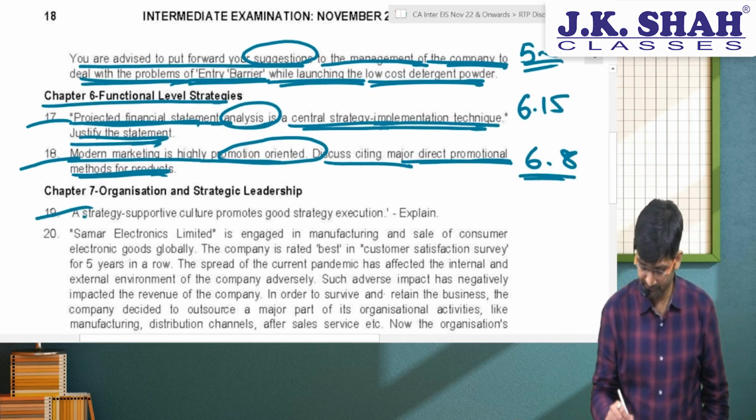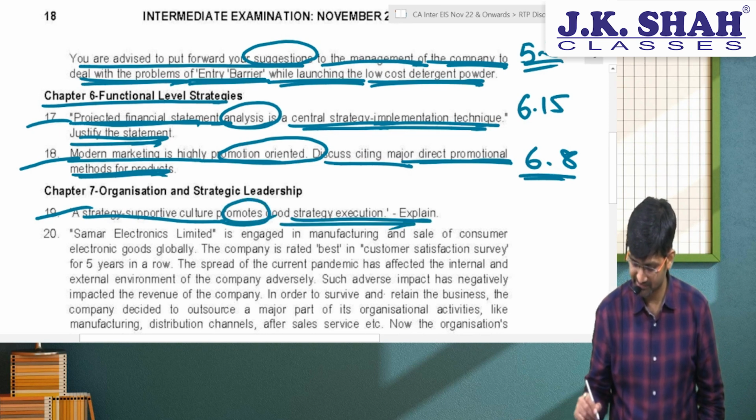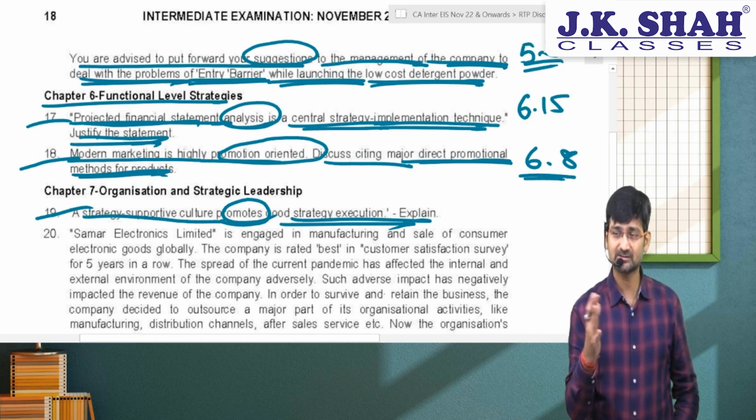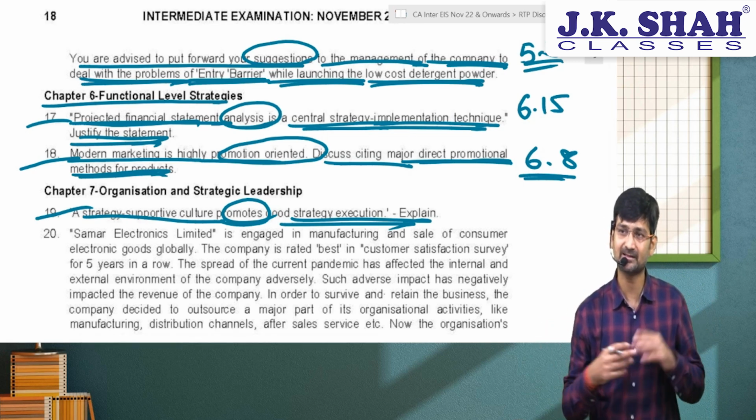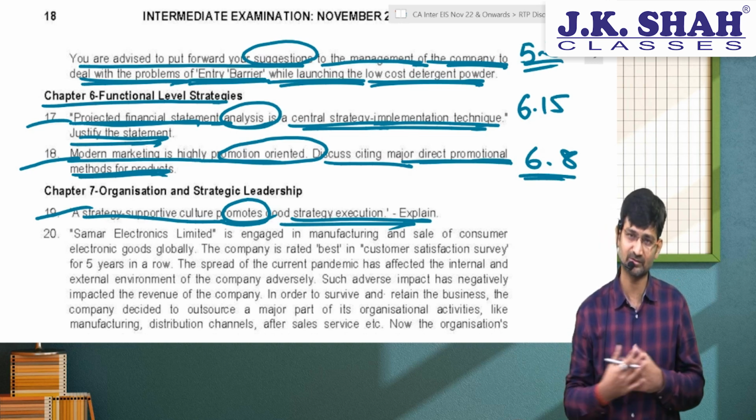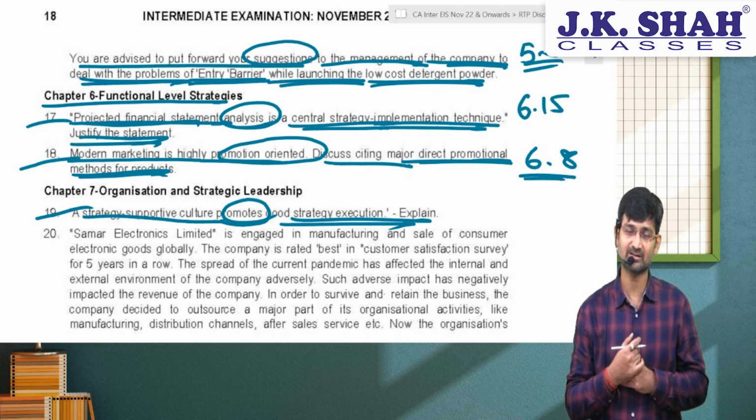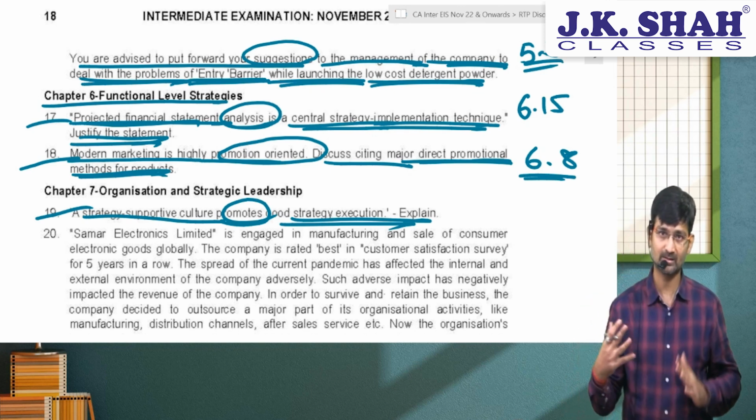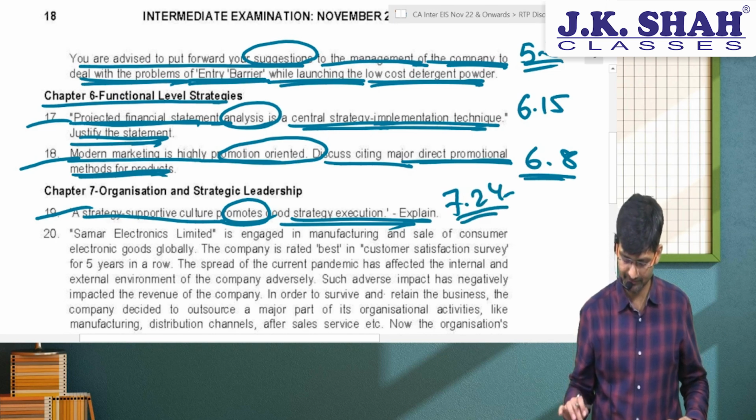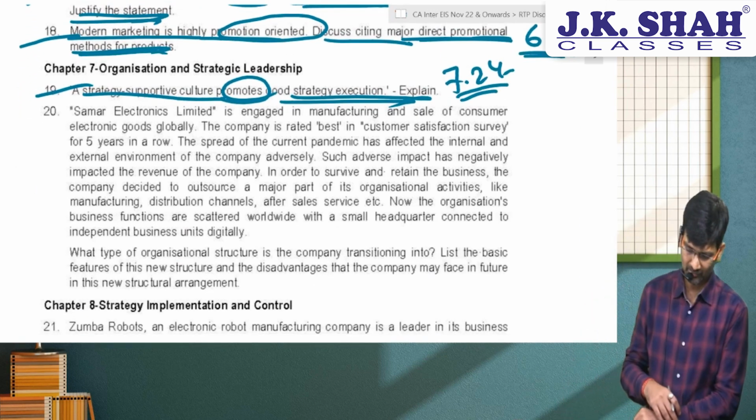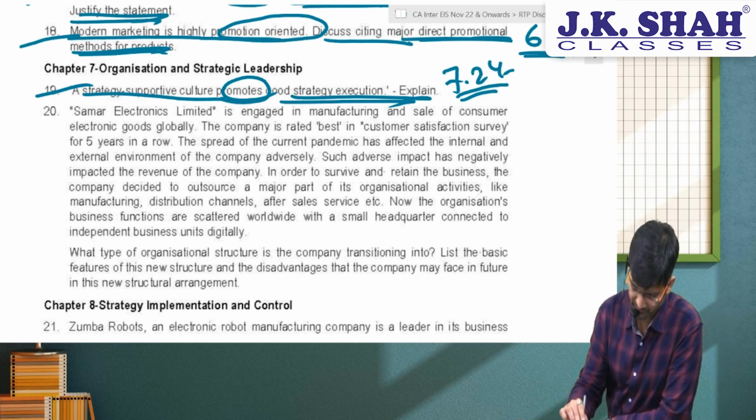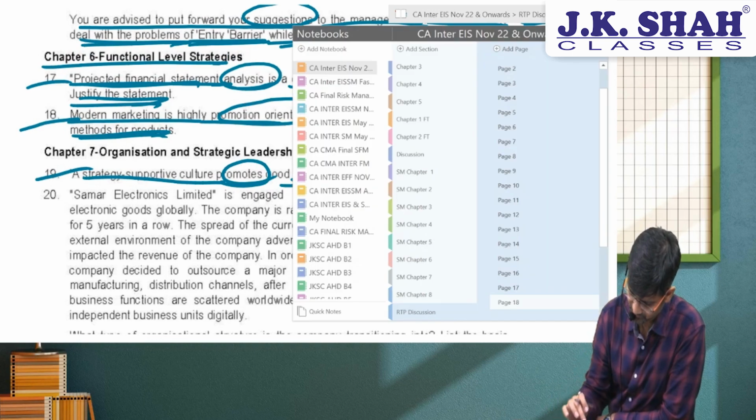A strategy supportive culture promotes good strategy execution. Again, it's a line from the book, explained directly, it's there. So if strategy and culture are not in line, then it can be a problem for the business that can hinder our implementation of the strategies. It may create situations where the entire strategy may fail. All those lines are there in the book. The page number for reference is 7.24 of ICI Mat. Again a direct question, so not going into the right answer, you will directly get it in 7.24 only. Just confirm. 6.15, 6.8 also.